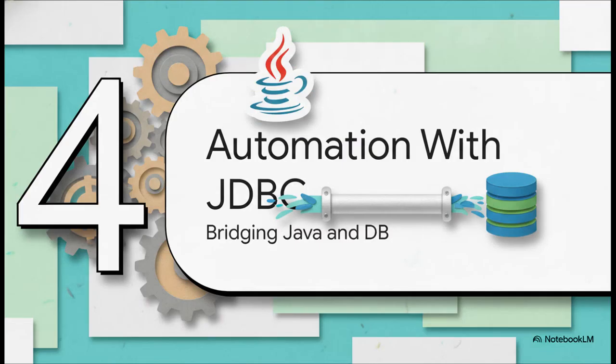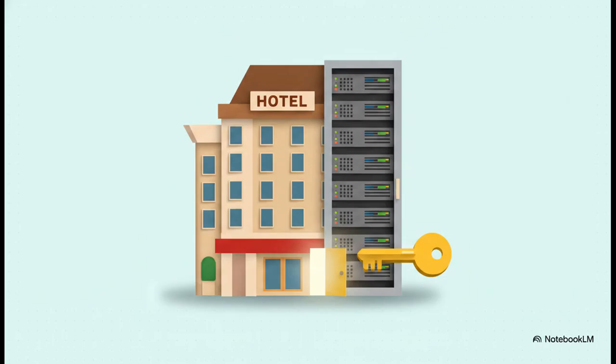Section 4. Automation powered by JDBC. Bridging Java and the database. All right, before we connect via code, we need to know exactly where the database actually lives on our computer or server. I love using the hotel room analogy for this.